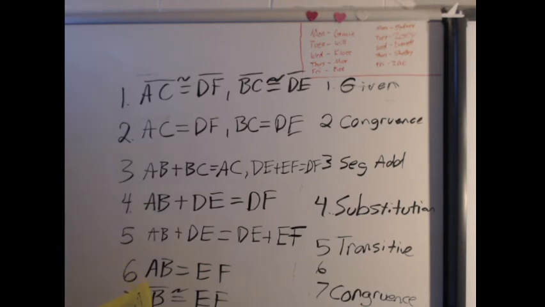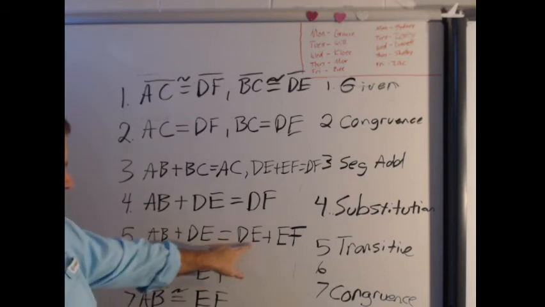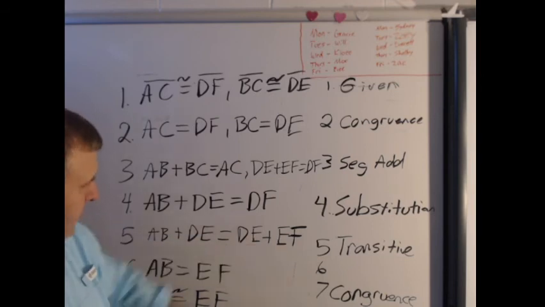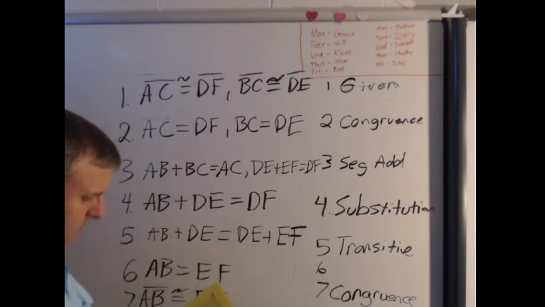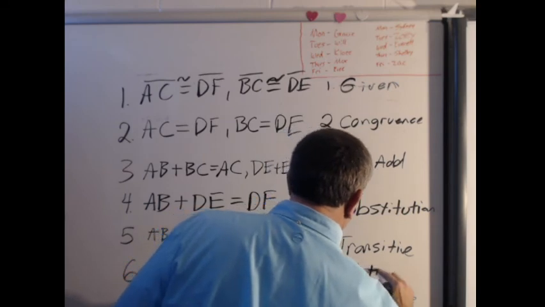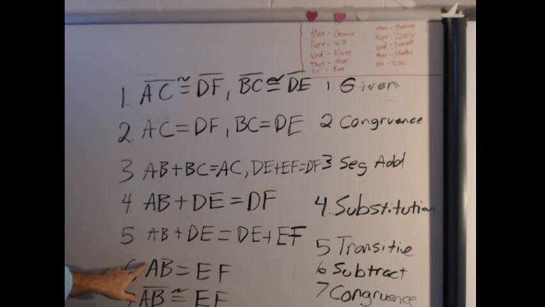All right, so now, what happens if I take the DEs out? Do I get AB is equal to EF? Yes, I do. So if I would subtract both, okay, I'm down here to where I need to be. AB equals EF, and then I can make them congruent. All right, that was number 11.